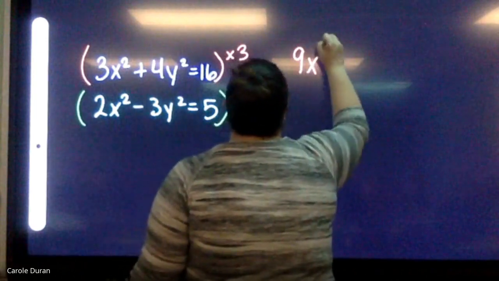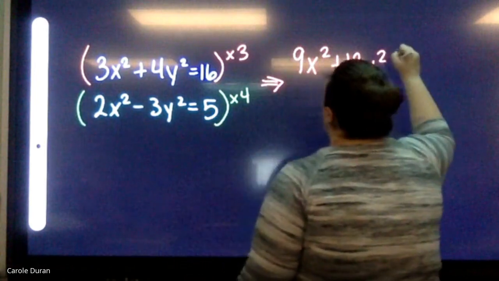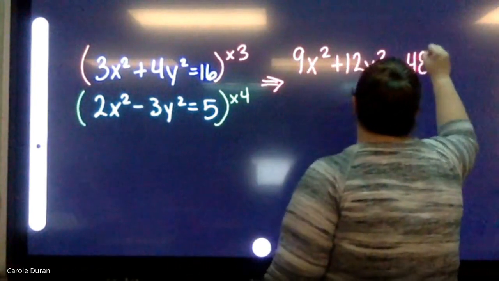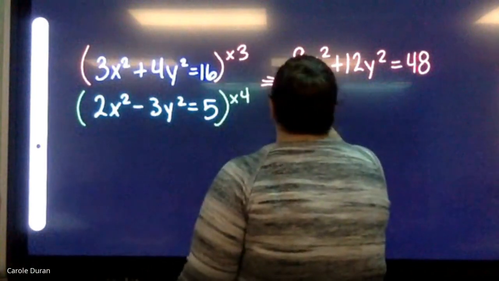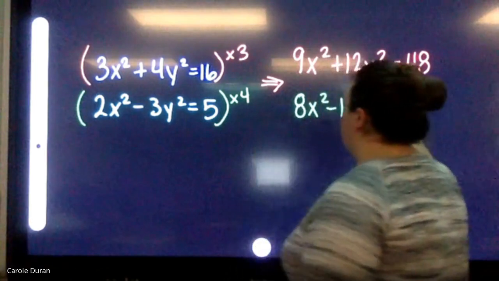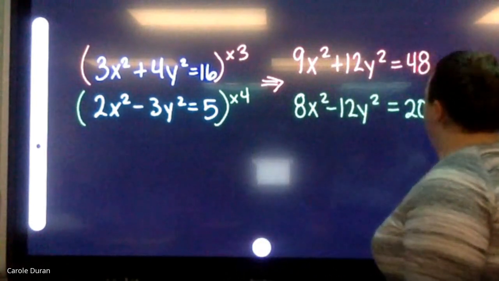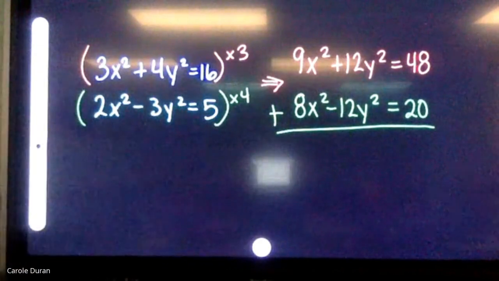So when I multiply the top one by 3, I get 9x squared plus 12y squared equals 48. When I multiply the bottom equation, I get 8x squared minus 12y squared equals 20. And then I always add straight down.